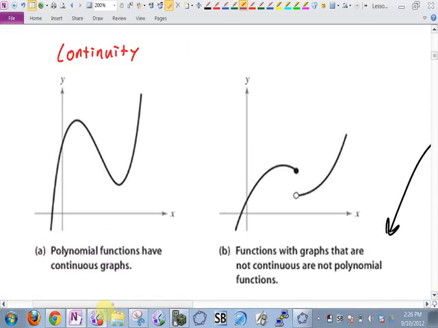Okay. So, all polynomials are continuous. Are all continuous graphs polynomial? That's called the converse. No, there are lots of continuous graphs, everywhere continuous, that are not polynomials. Sine is one of them. Cosine is one of them. They are not polynomials. They are continuous everywhere. E to the x, right? Your exponentials. Those aren't polynomials, but they are continuous everywhere.